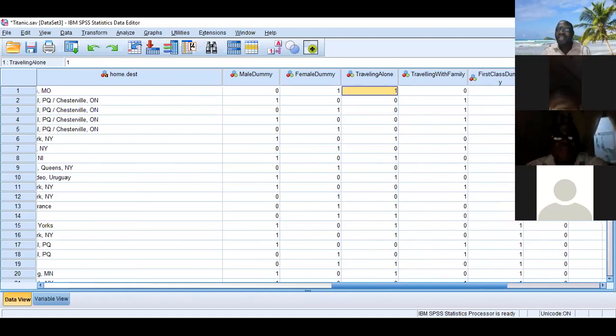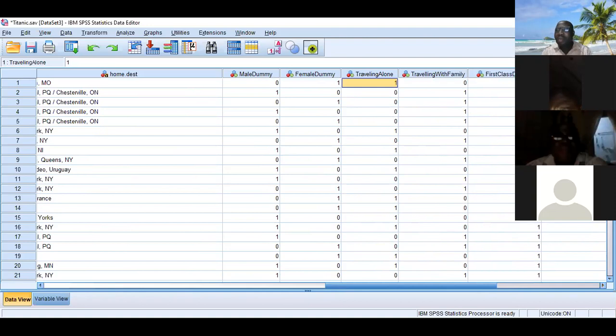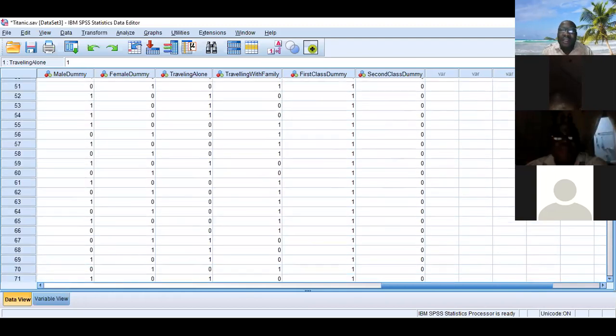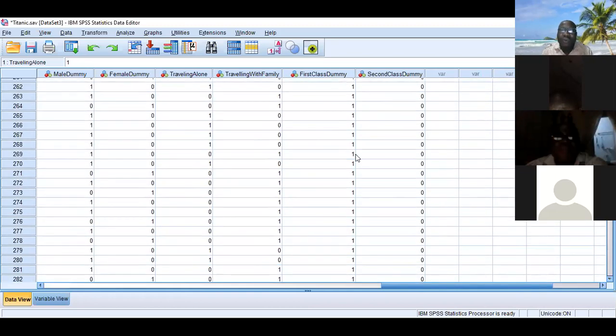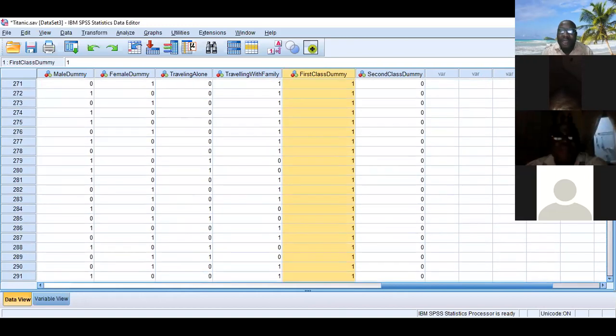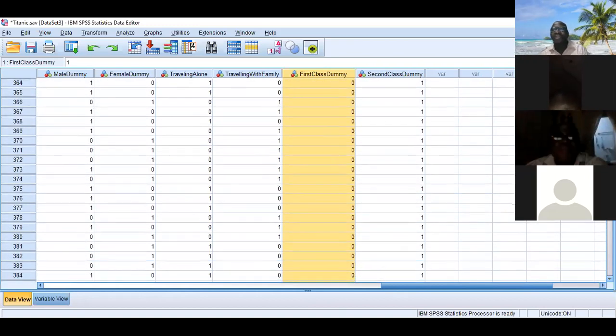Then class: can you see first class and second class? Because there are 3 classes, and first class survived more, followed by second class, and the last, third class, survived least, I make third class the reference. So we create a dummy for first class. The first set of people are first class, coded 1. The remaining ones that are 0 are second class and third class.